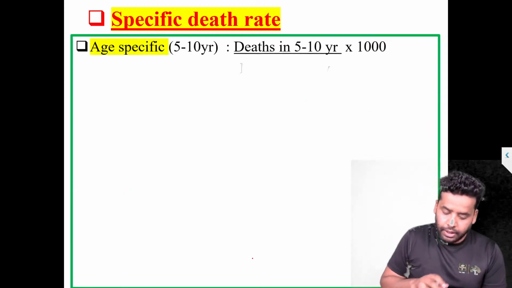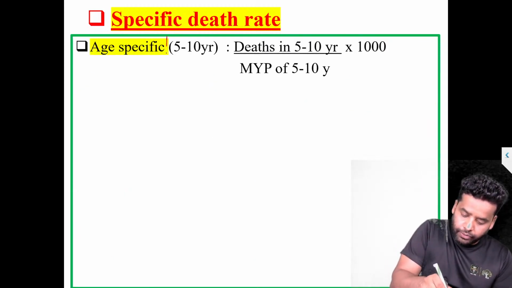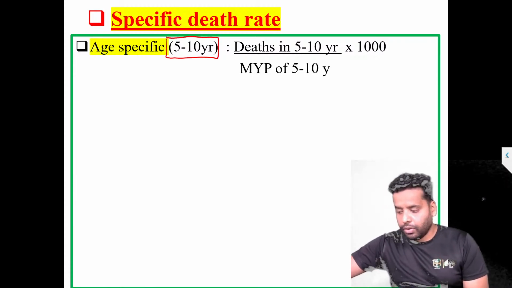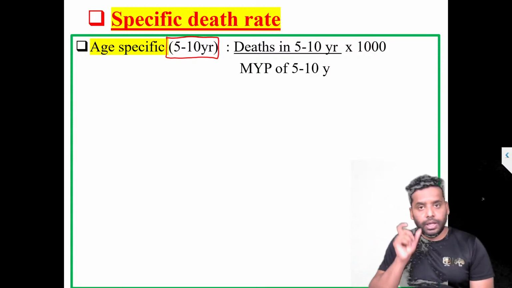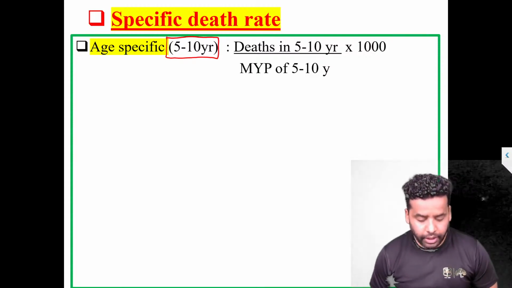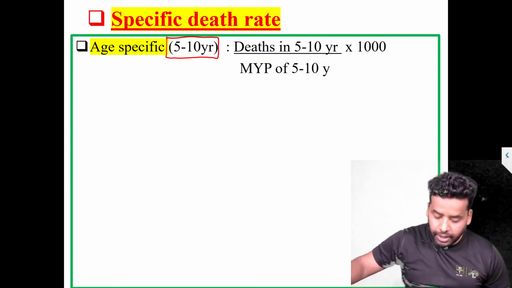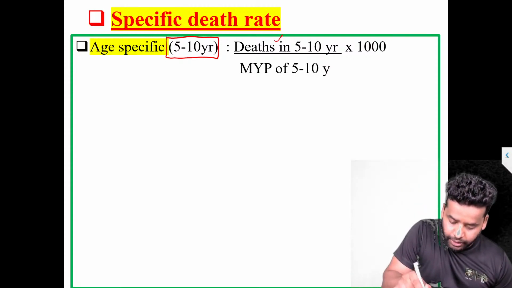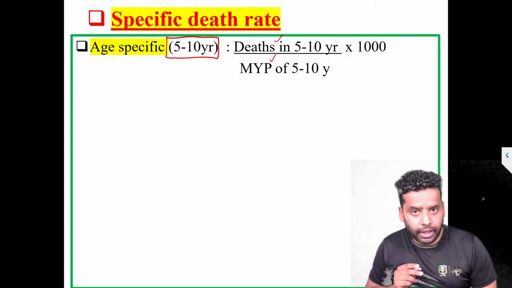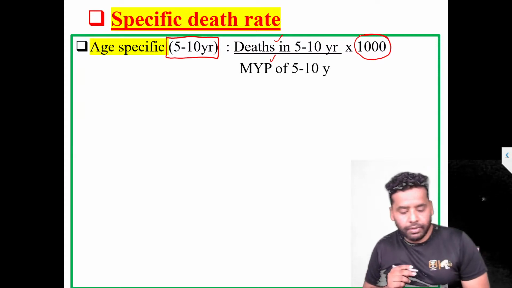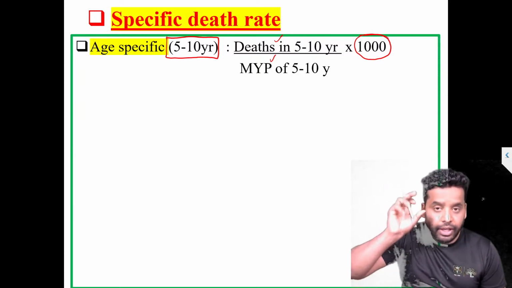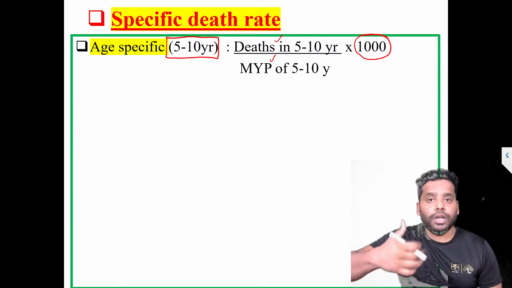So now number 1 is age specific death rate. If I want to know risk of death in this age group, 5 to 10 years, write down the formula. Denominator will be how many are there in that age group, mid-year population of 5 to 10 years. Numerator is deaths within 5 to 10 years. Multiply with 1000. Every age is having its own risk of death.